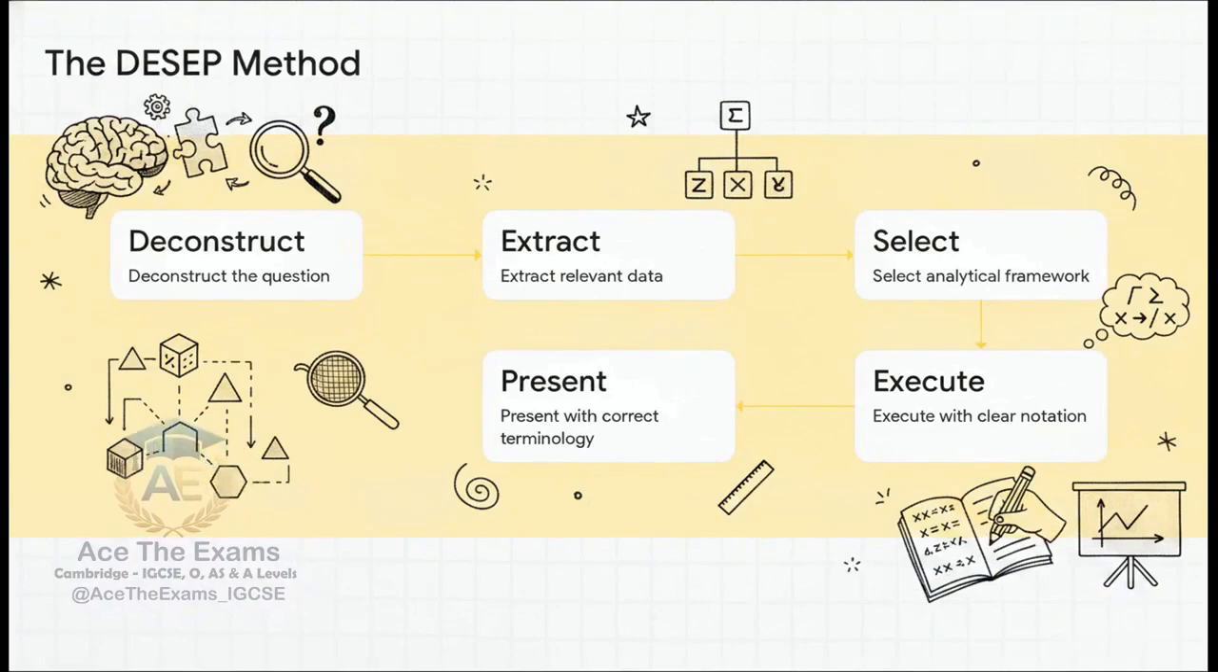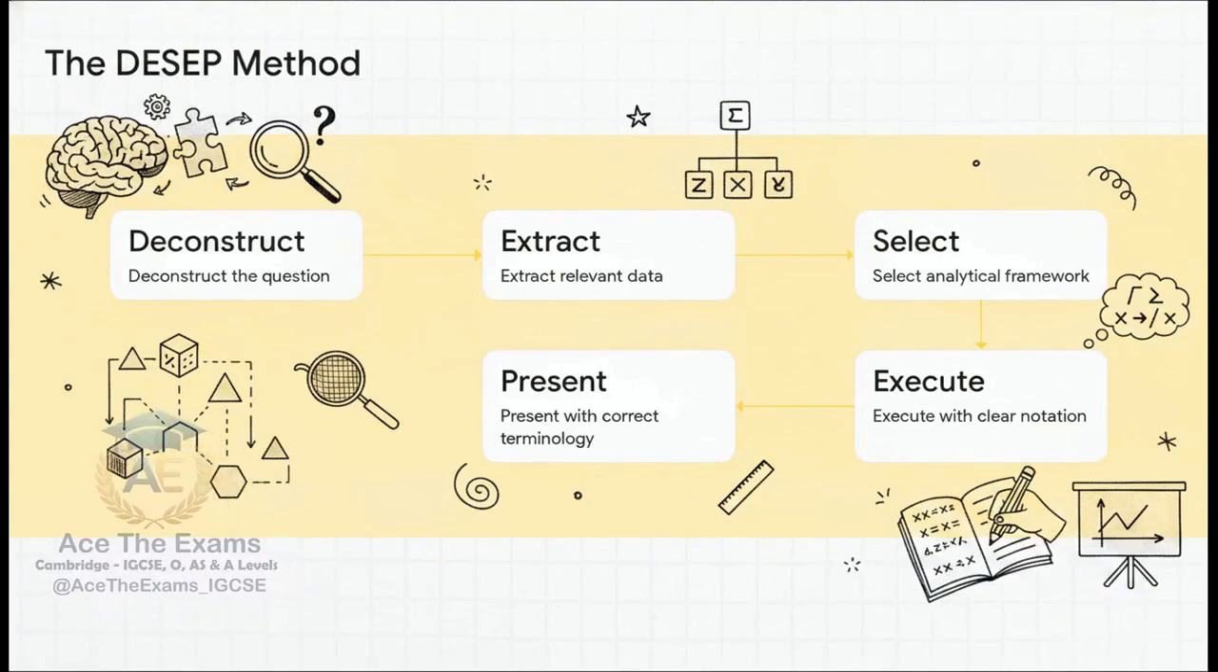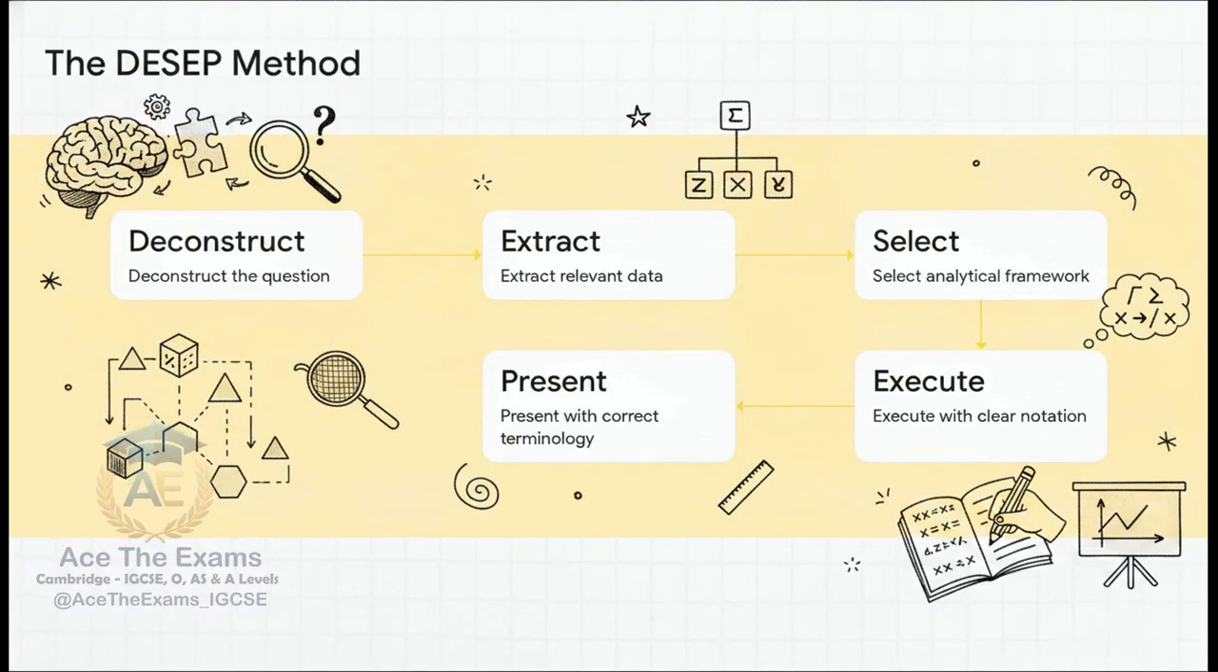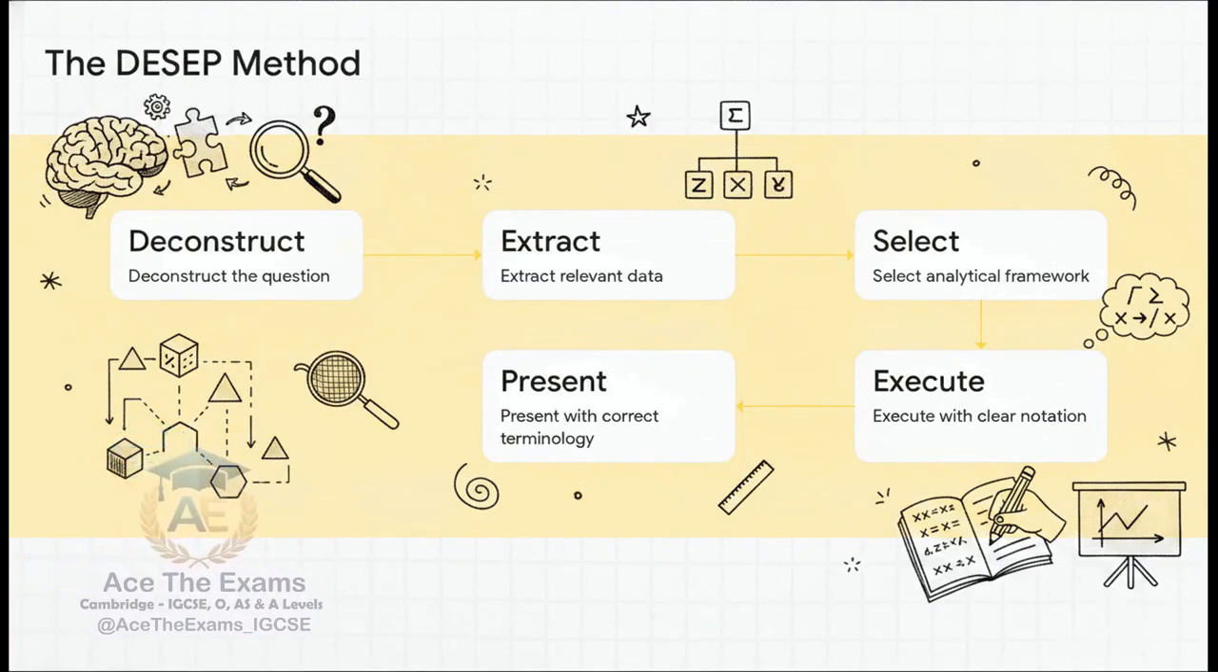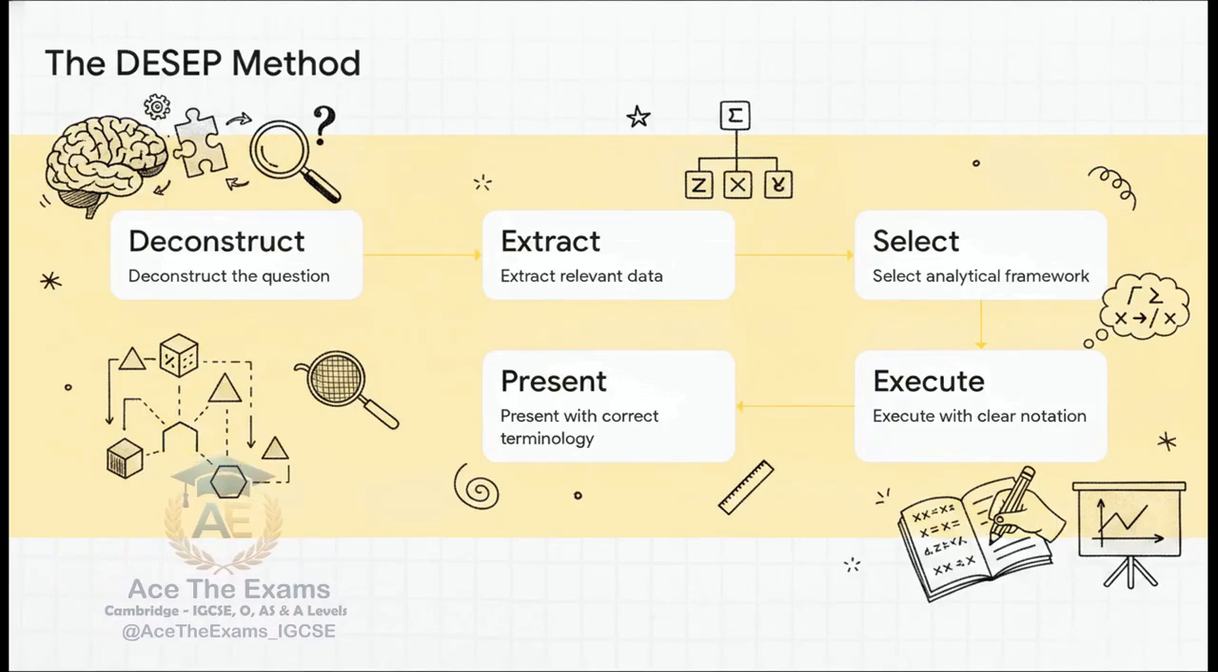Step 1, deconstruct the question. Look closely at those command words. Step 2, extract relevant data. This is where you pull out your boundary conditions or initial values. Step 3, select your analytical framework. Step 4, execute with clear notation. And step 5, present with correct terminology.